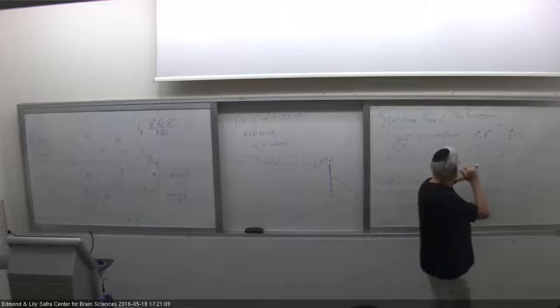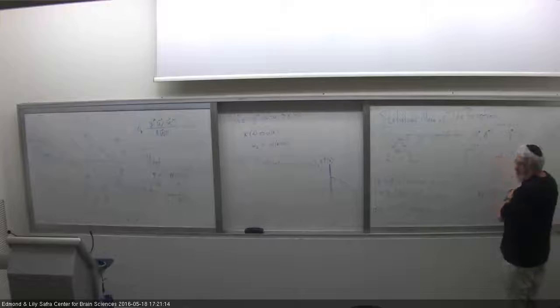Now, you can ask what happens if the distribution from which they are generated is more complex. There will be an answer to that, but the answer will be more complicated.